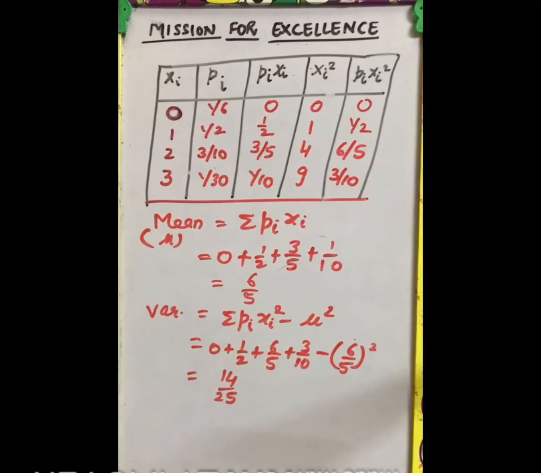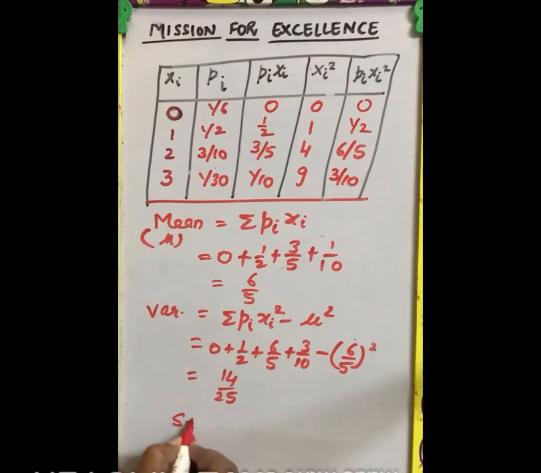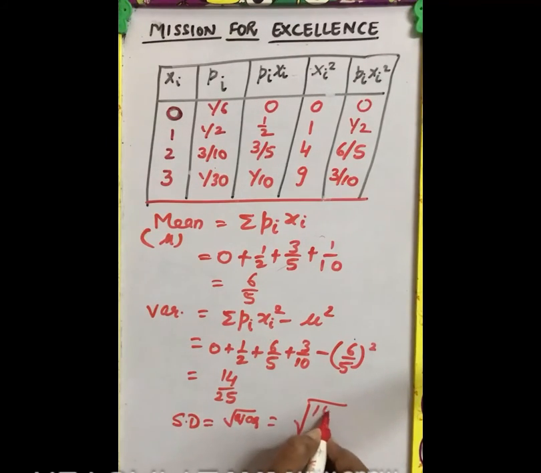If you have to calculate the standard deviation also, it was not given in the question, but if it is in the question, calculate standard deviation, then we take under root of variance. Under root of variance means under root of 14 by 25. So root of 25 is 5. So it comes out root 14 by 5. So this is the standard deviation.